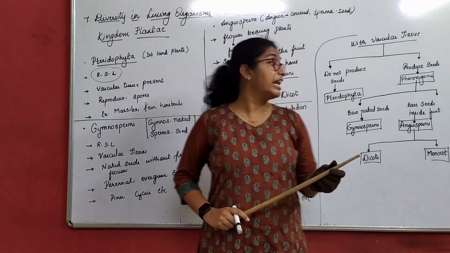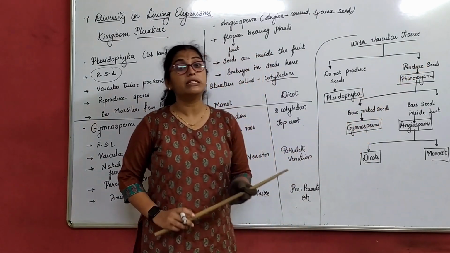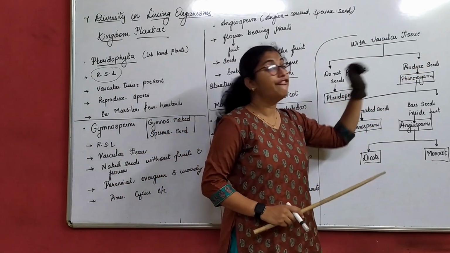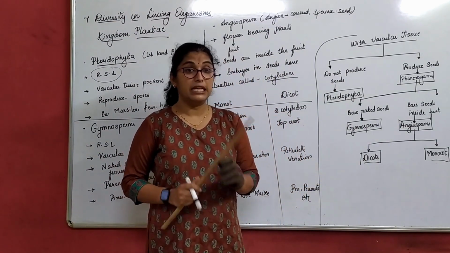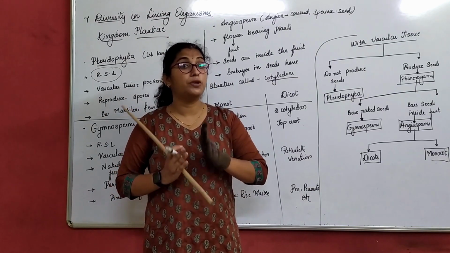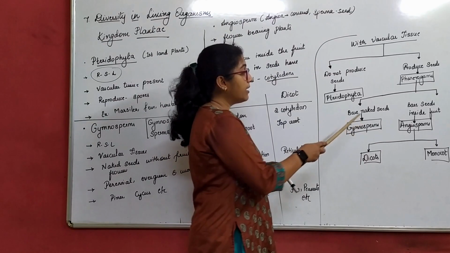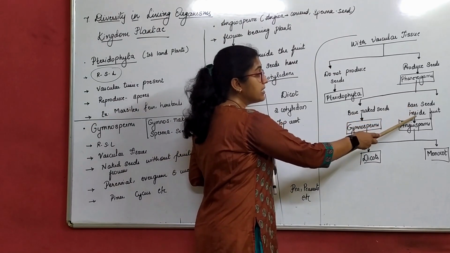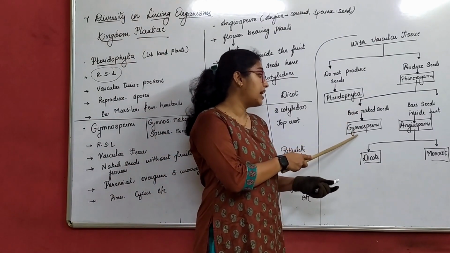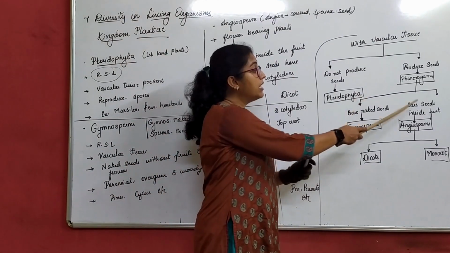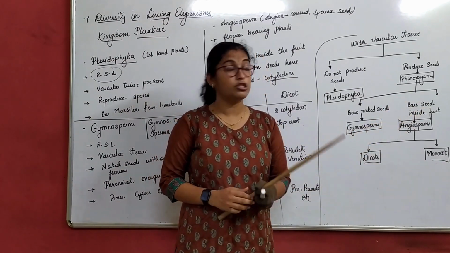Quite simple. Now we move on to the next one, under vascular tissues which produce seeds. They are called phanerogams. Phanerogams are the types of plants which produce seeds. Now again, among those which produce seeds, we have two types: those which bear naked seeds and those which bear seeds inside the fruit. Those which bear naked seeds are called gymnosperms and those which bear seeds inside the fruit are called angiosperms.